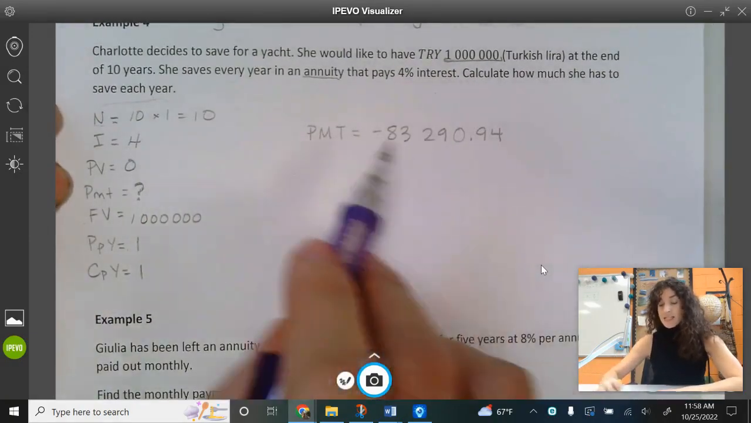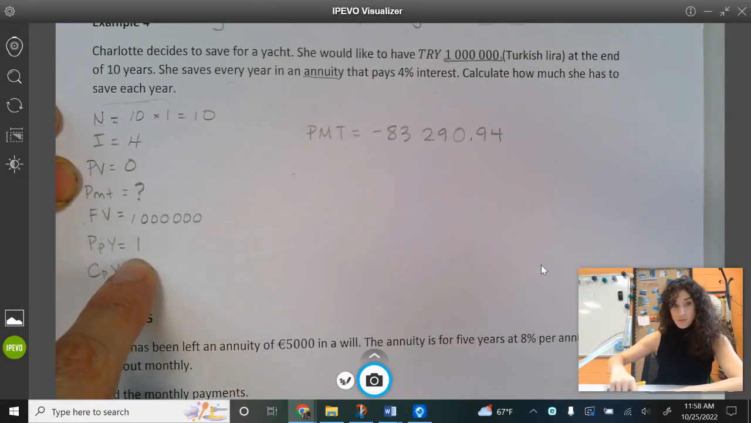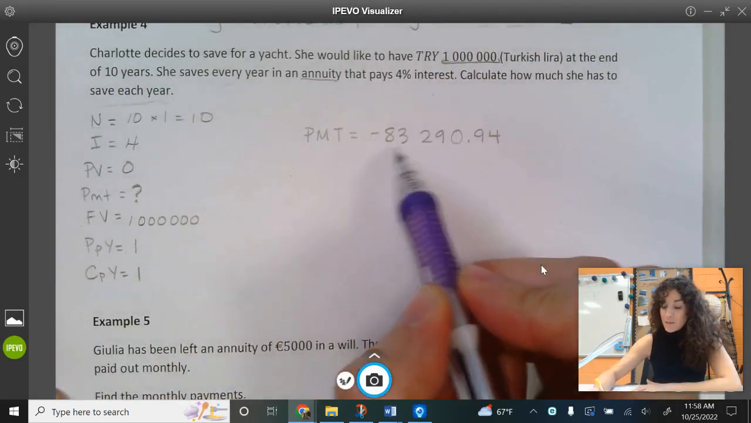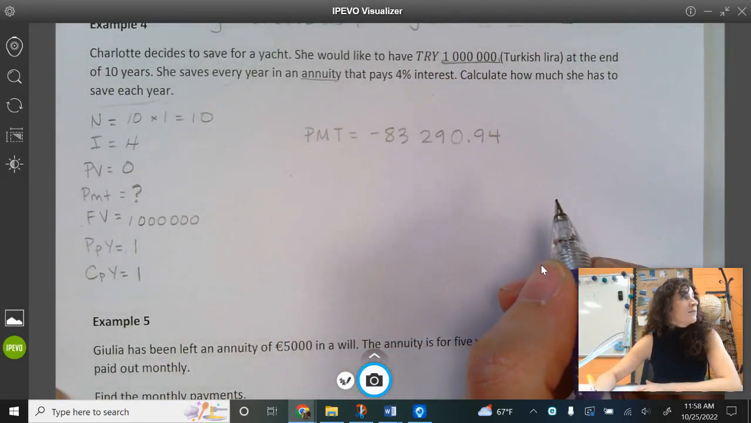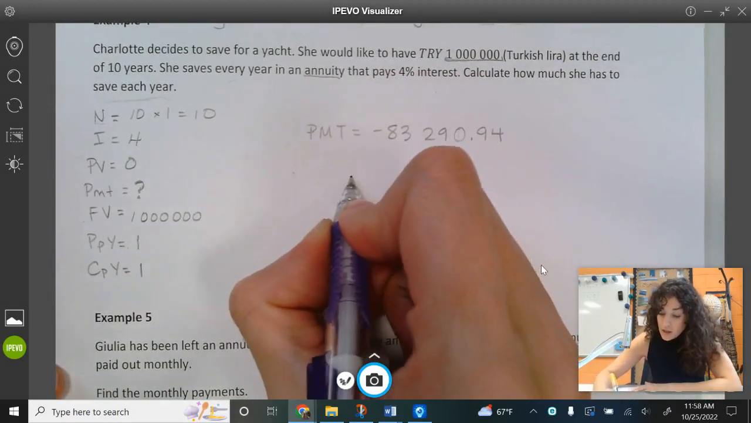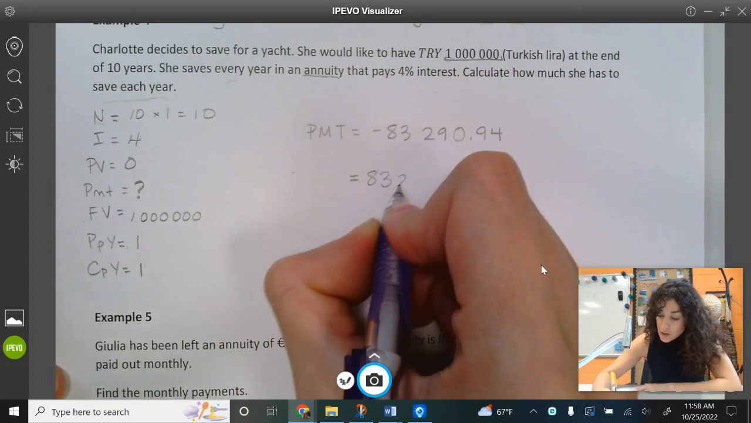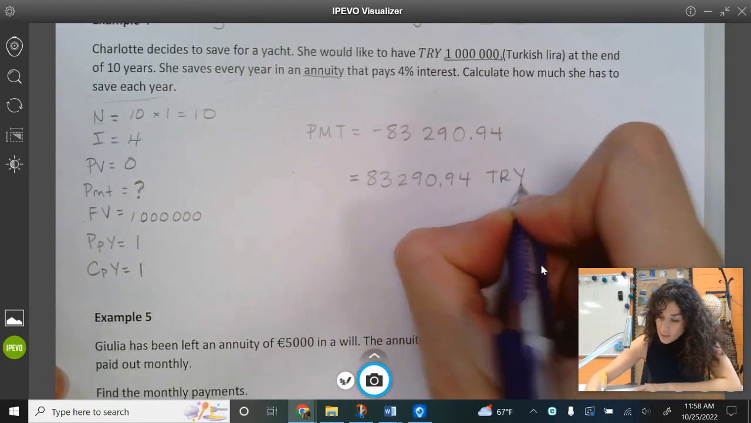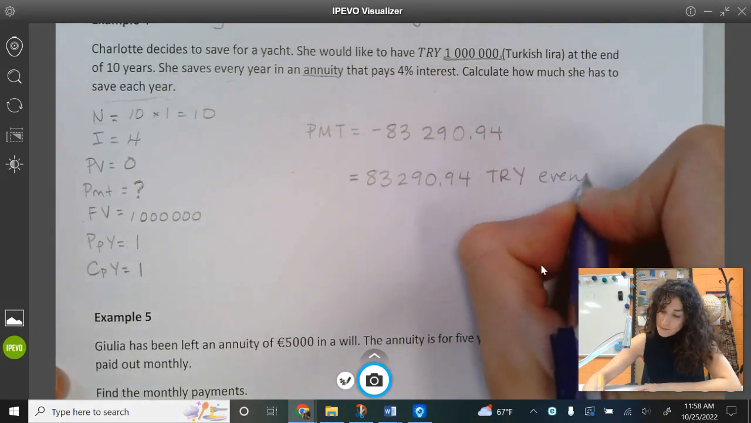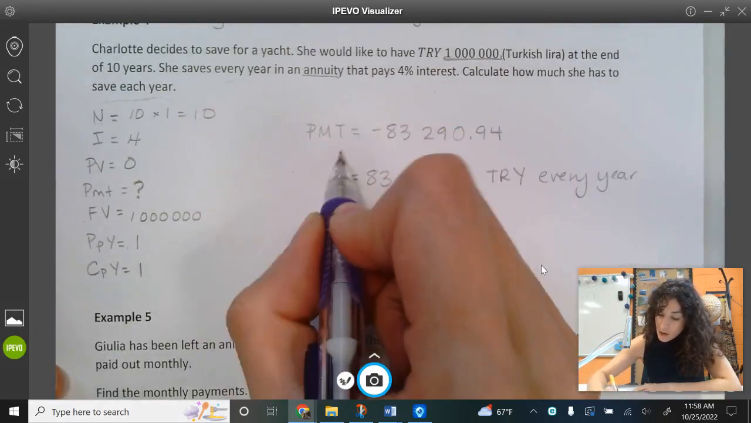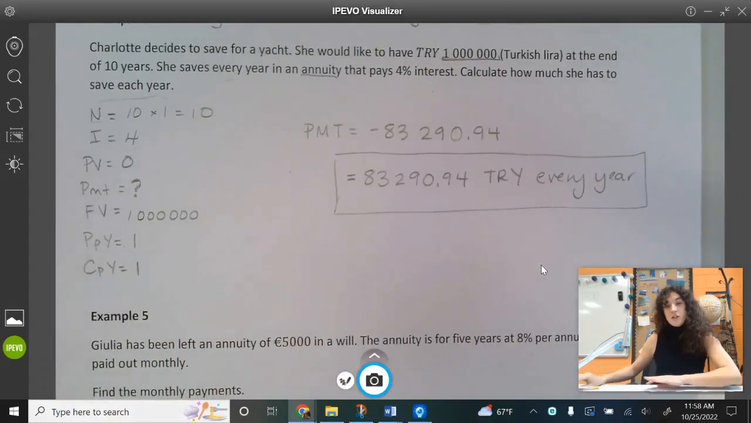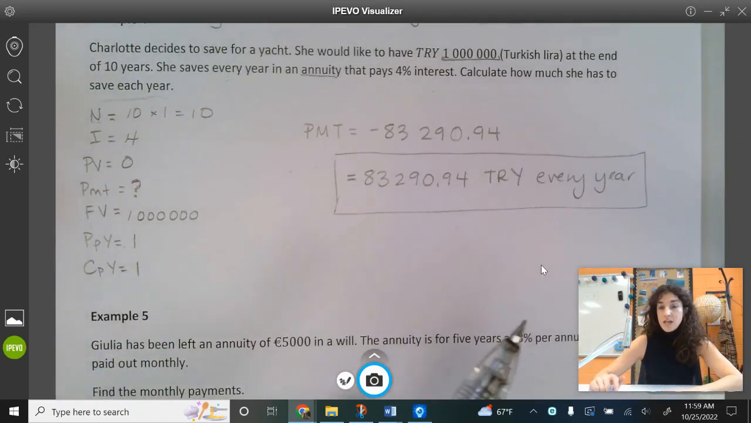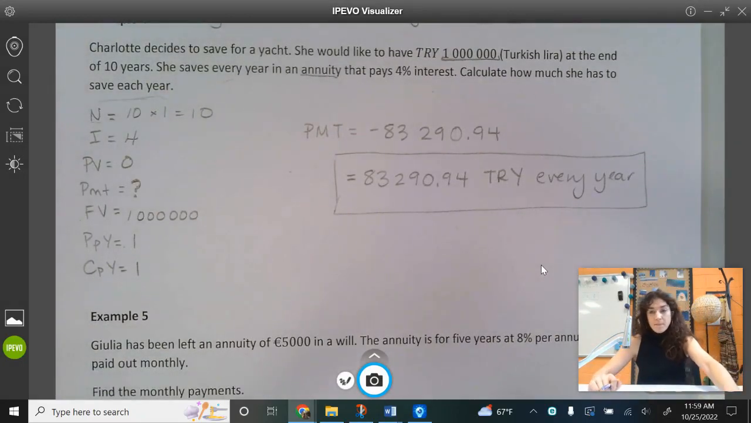Now, what does this mean to have a negative number? That means out of my pocket every year, one time a year, comes 83,290. Sorry, I got paint under my nails. So that means every year Charlotte has to save 83,290.94 Turkish lira. That's why it's negative, because it goes out of her pocket. And that's her yearly payment that she has to make if she wants to save 1,000,000 Turkish lira by the end of 10 years, which is a lot of money.